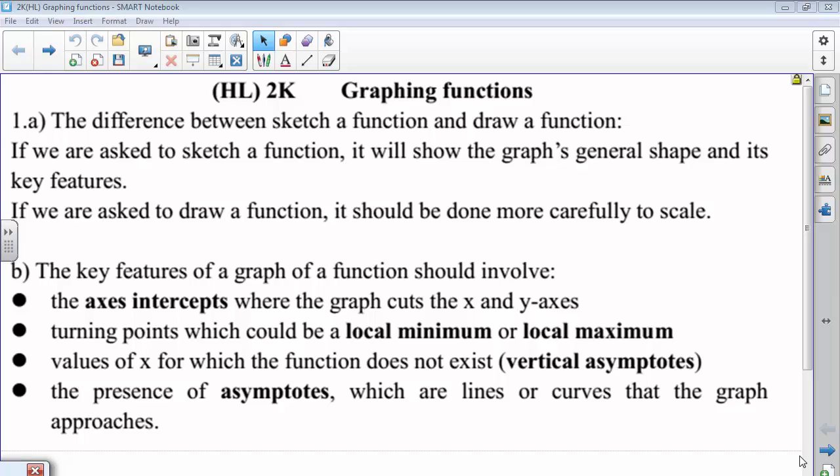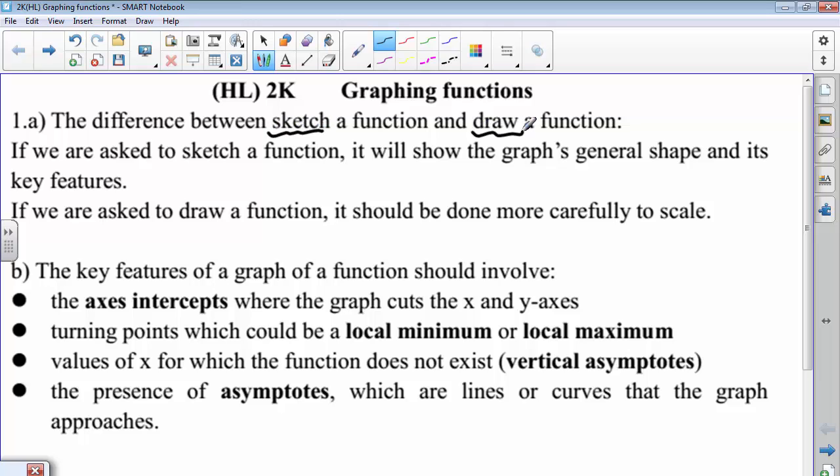Okay, today our topic is 2K graphing functions. Let's look at the difference between sketch and draw. If we are asked to sketch a function, it will show the graph's general shape and its key features. If we are asked to draw a function, it should be done more carefully to scale. Or we can say sketch is a rough graph, but draw should be a nice graph.